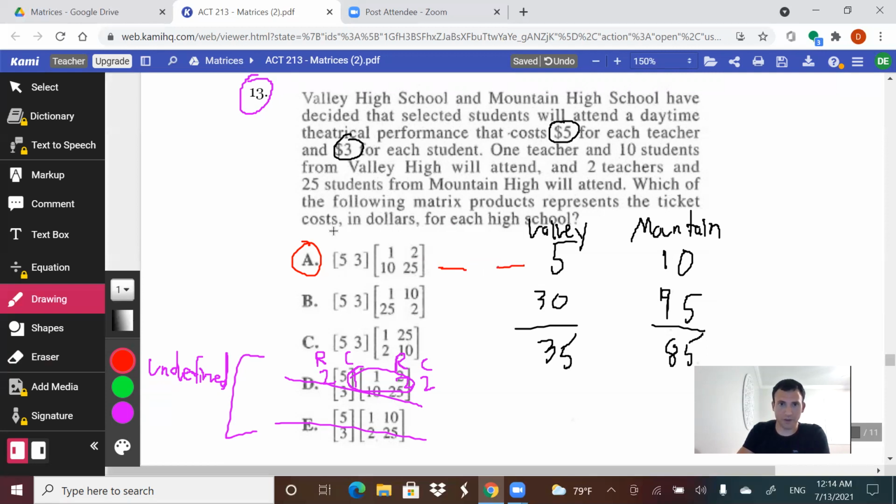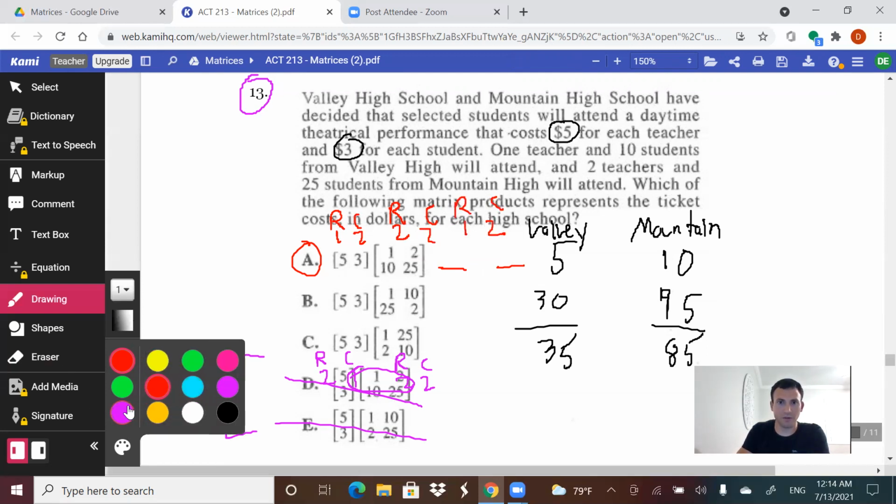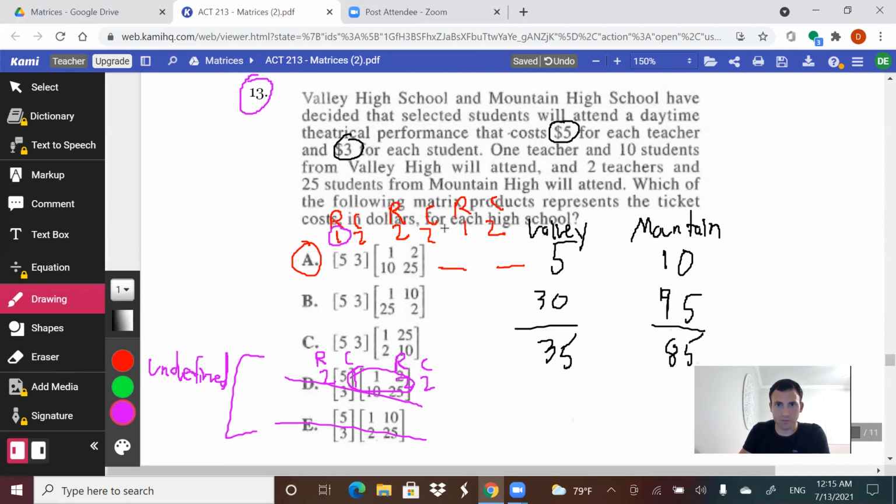By the way, I should have done this. Rows, columns, rows, columns. Rows, we've got 1. Columns, we got 2. 2 by 2. Our output, rows, columns, is going to be 1 row, 2 columns. And how did I know that? I knew that because the outers were 1 by 2. So 1 row, 2 columns.